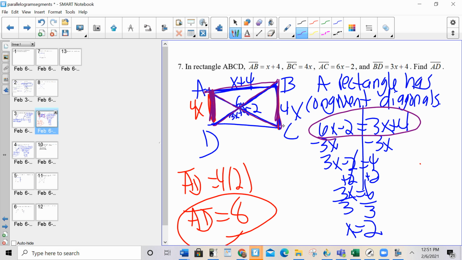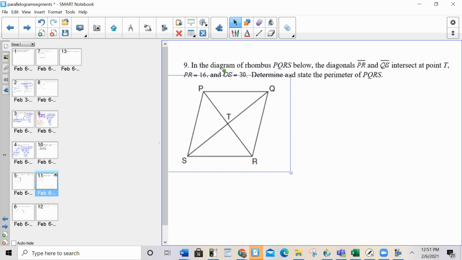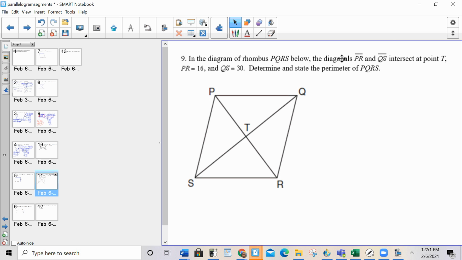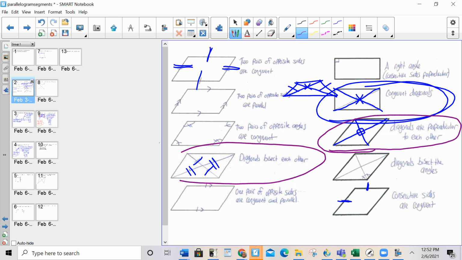All right, there's one more type of question that you're going to see in this lesson, and that's going to be number 9. And I got, I think, 3 examples on this. In the diagram of rhombus PQRS, the diagonals PR and QS intersect at point T. The diagonals of a rhombus. There's a lot of stuff going on with the diagonals of a rhombus. The diagonals are perpendicular. The diagonals bisect each other.